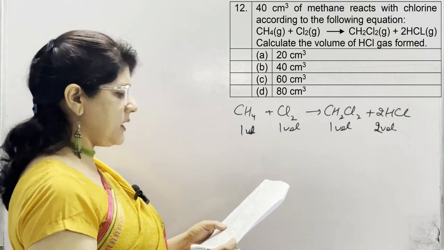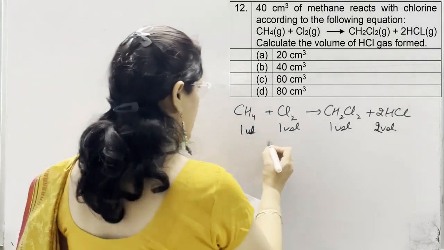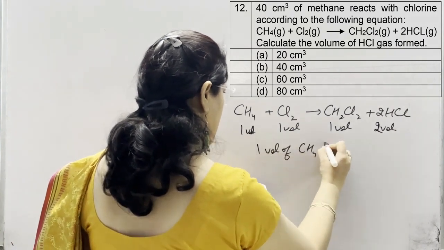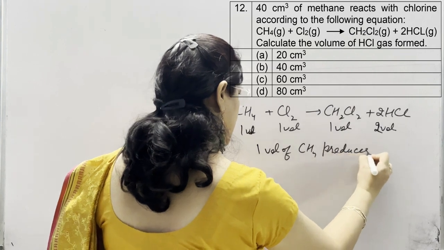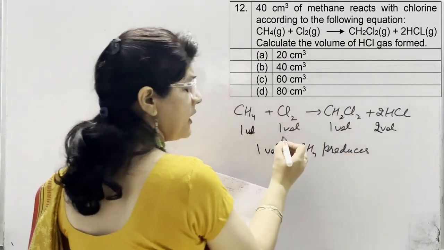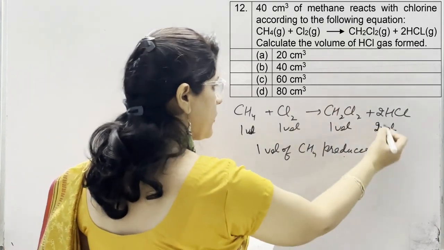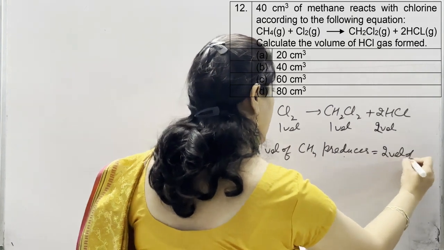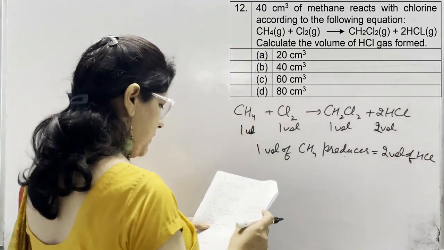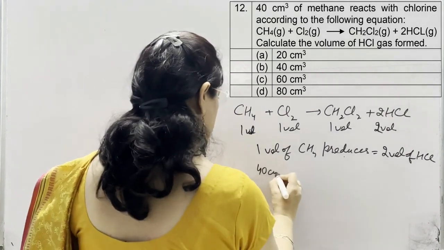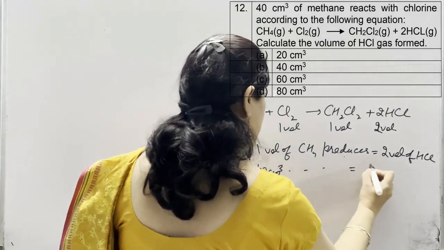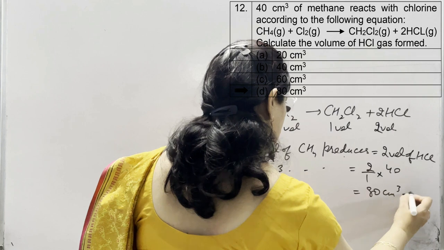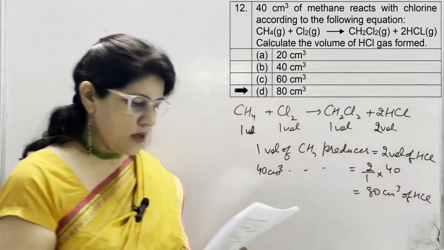Now in the given question, 40 centimeter cube of methane is given. So we need to write 1 volume of methane produces. If they ask about any of the reactants, then we need to write requires, and if products are asked, then we need to write produces. Produces 2 volume of HCl, and the given volume of methane is 40. So 40 centimeter cube of methane produces 2 upon 1 into 40. It means 80 centimeter cube of HCl is produced in this reaction.